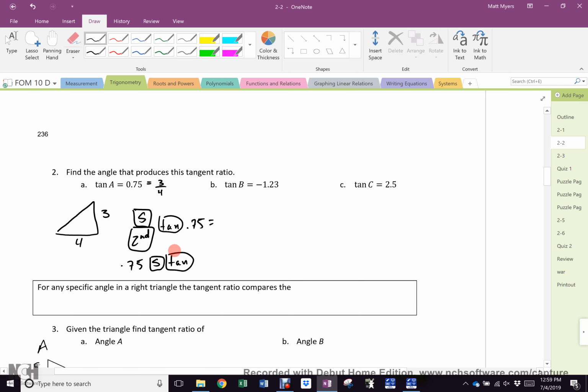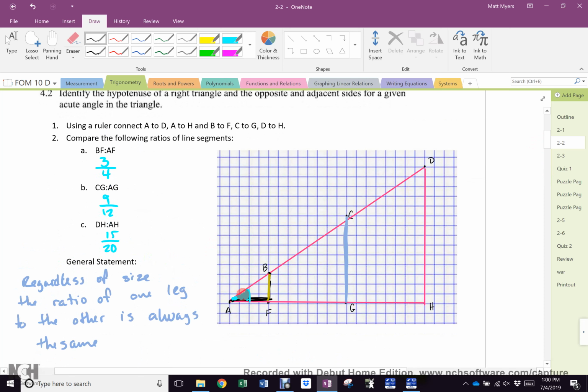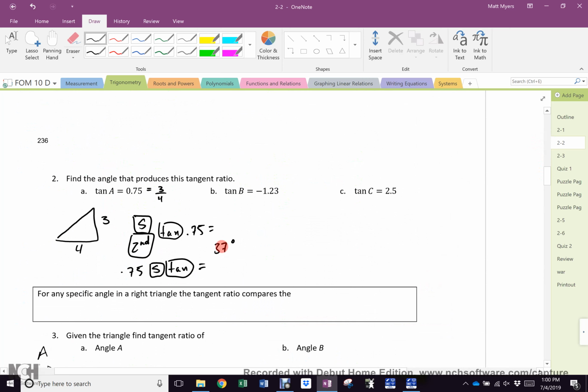Does anybody have a backwards calculator? Do I need to worry about that this year? If you're using your phone, you have a backwards calculator. You have a backwards calculator? Okay. So when you do that, what do you get? 36.86, right? So you get 37 degrees, which means how big is this angle? Because this angle was 3 and 4, right? So how big is the angle right here? It's 37 degrees. Everybody cool?